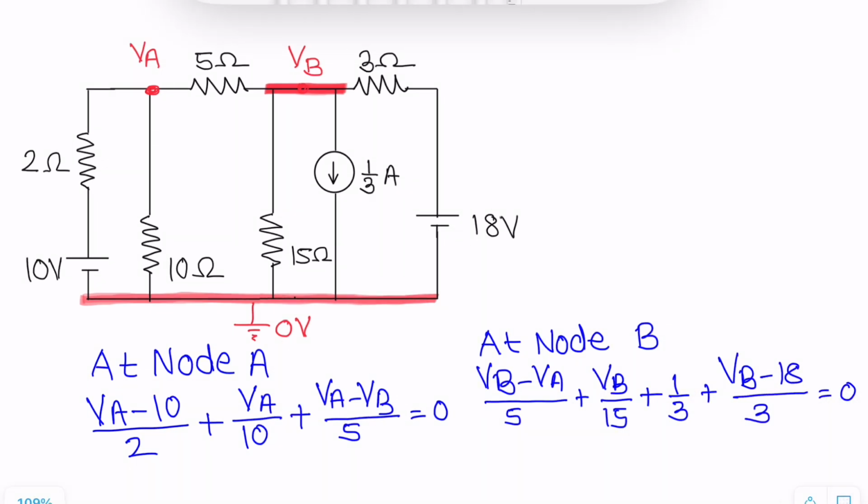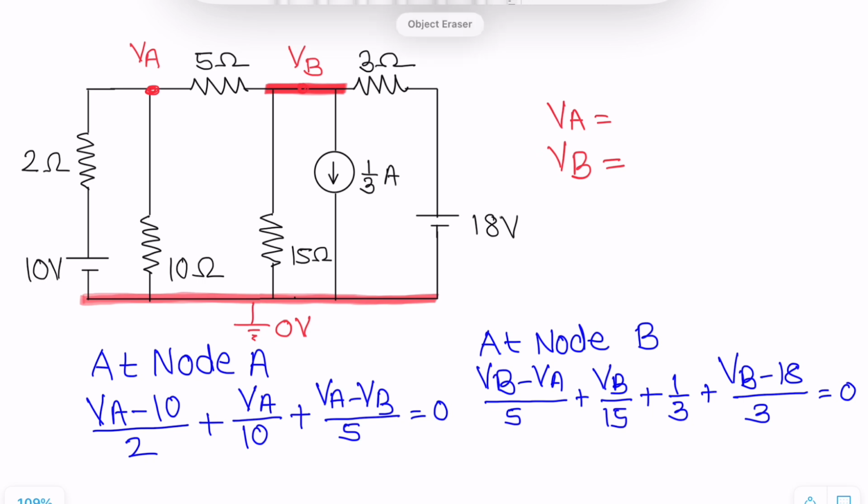So now here you have these two equations. If you solve these equations, you will be able to get the values of VA and VB. Arrange these equations in simultaneous format and you will get the values of VA and VB.